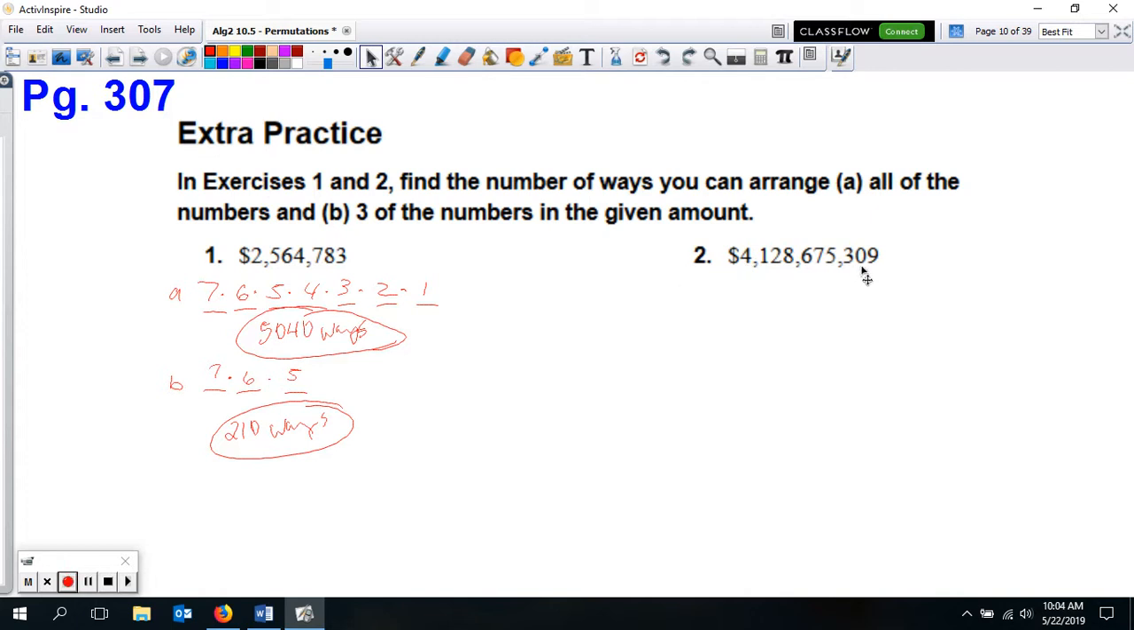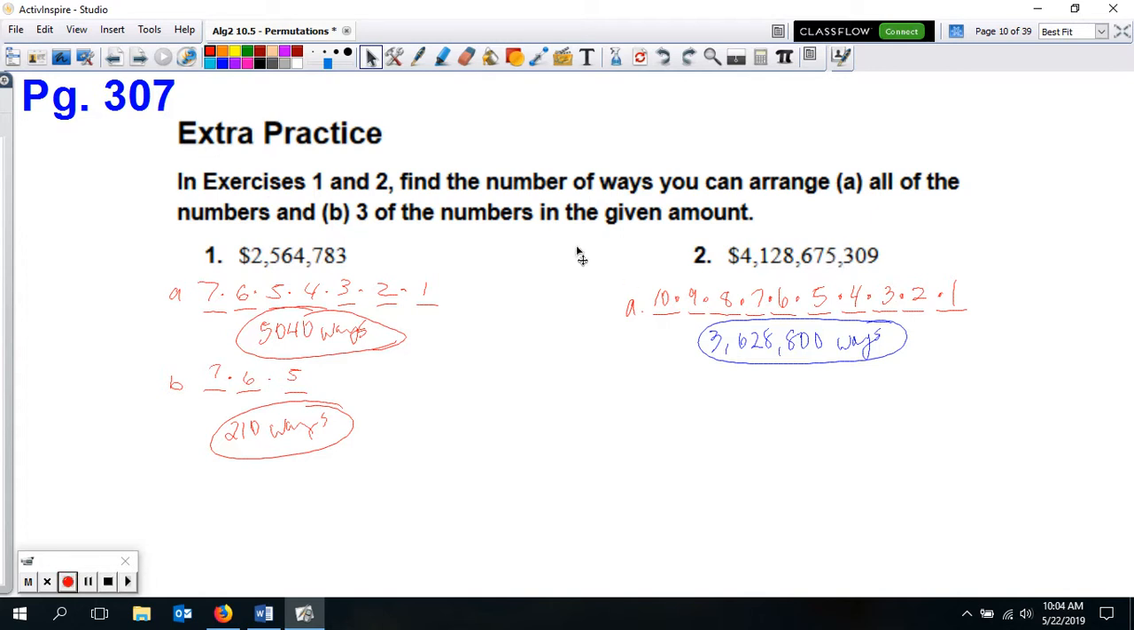So number 2, it looks like we have 10 numbers here. So we want 10 slots. So for letter A, we're going to put down 10 slots here. For the first slot, there are 10 numbers to pick from. Then the second slot, there's 9. Then there's 8, 7, and keep going down to 6, 5, 4, 3, 2, 1, all the way to that last one. There's only one number left for that last slot. So when you multiply all of those numbers together, we'll get our answer for this one, which is going to be 3,628,800 ways to arrange these 10 numbers.